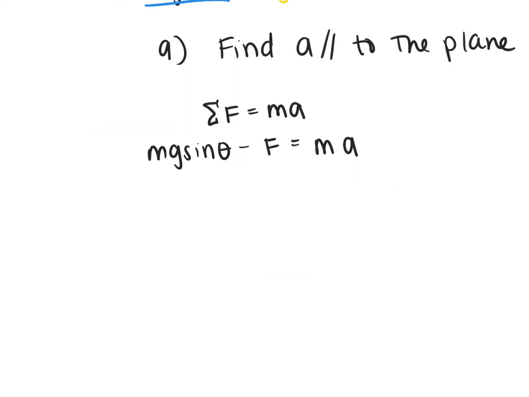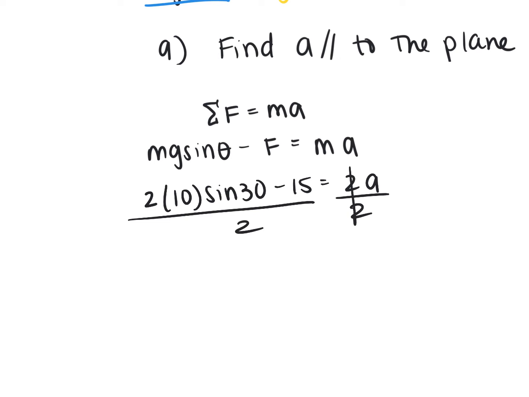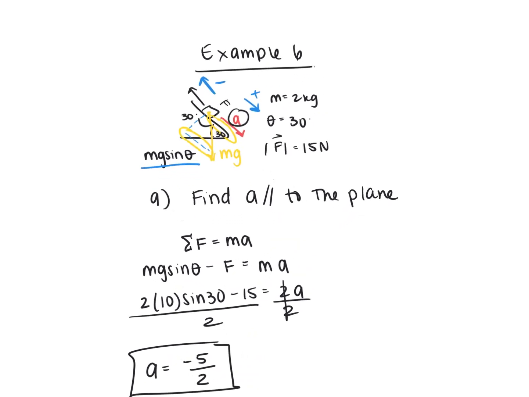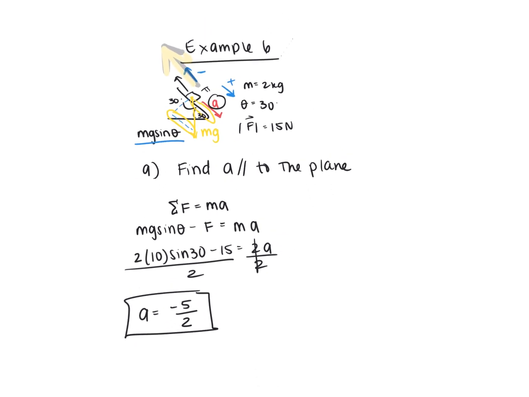So we can solve this by plugging in our values. We know that the mass is 2, gravity is 10, 2 times 10 sine 30 minus 15 equals 2 times A. And we can divide both sides by 2 so that we can find A. And our answer will be negative 5 over 2. And because it is negative, we know that the acceleration is moving this way. And so our acceleration equals negative 2.5.